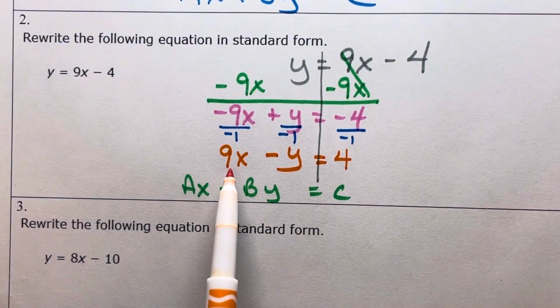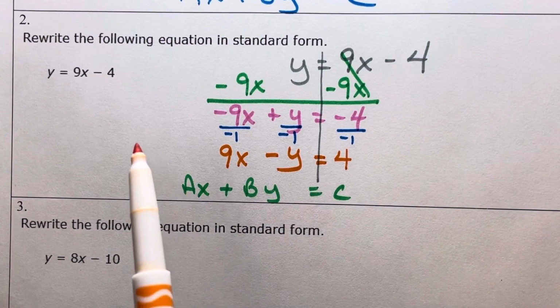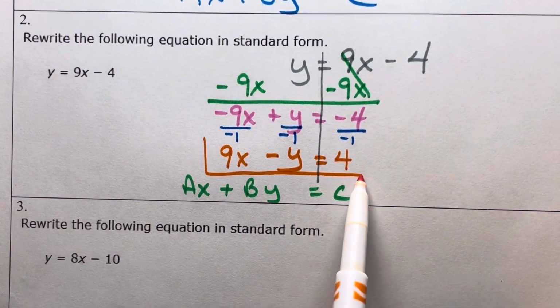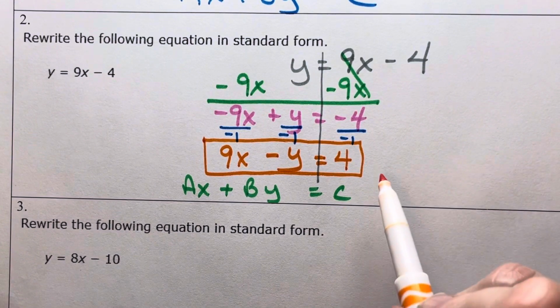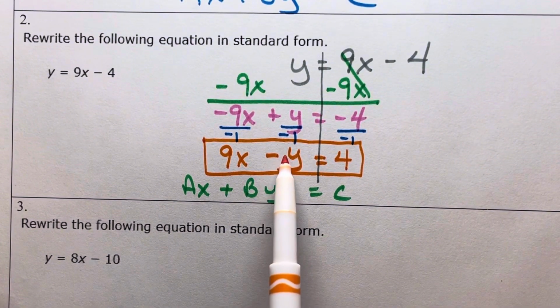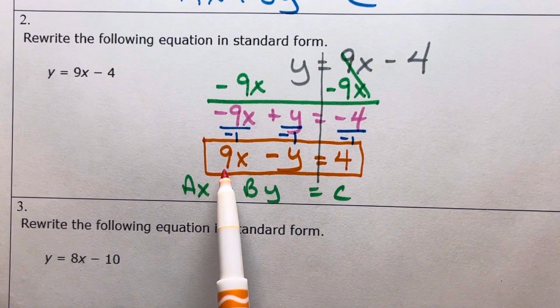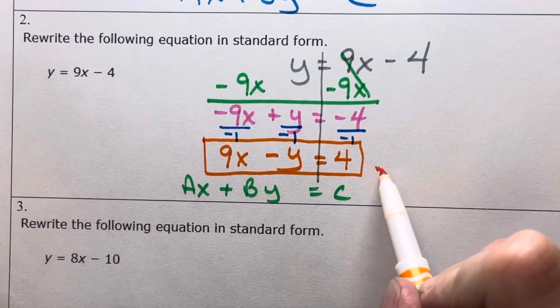So is x first? Yes. Is x positive? Yes. Are there any decimals or fractions? No. Therefore, we have met all of the requirements to be in standard form, and we see that, yeah, the y is negative, but that's fine. The rule said only the x has to be positive. That's the one that we super care about for the sign. So there you go.